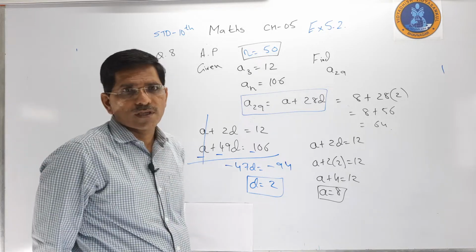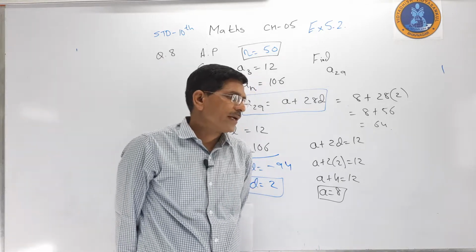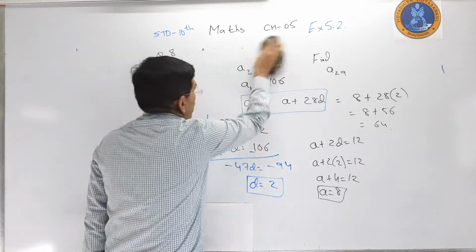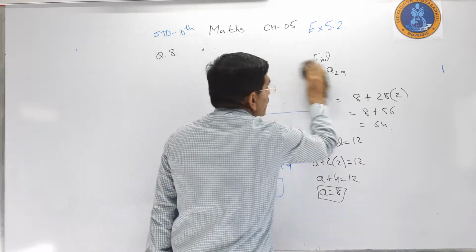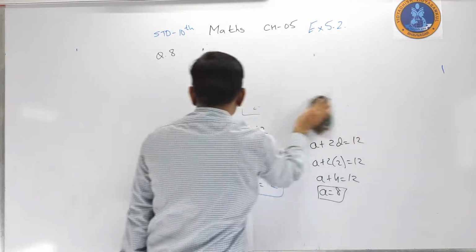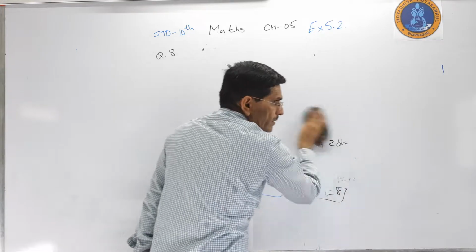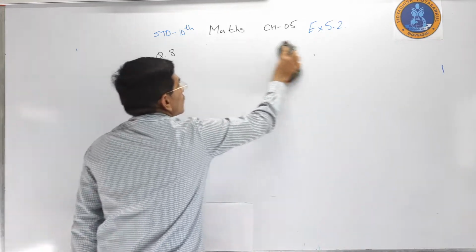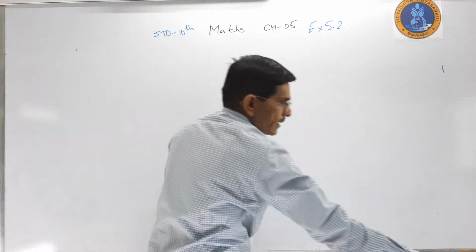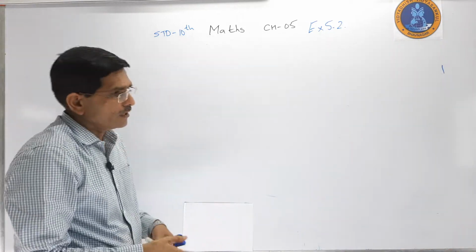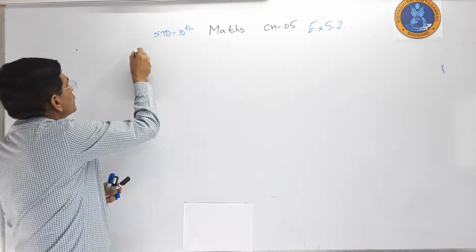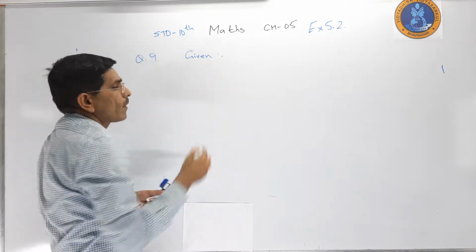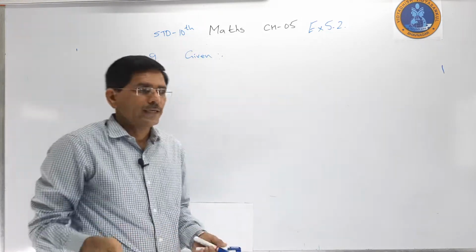Then I have to discuss question number 9. Third term and ninth term of AP are given. So in question number 9, the third term and ninth term are 4 and minus 8. I am doing question number 9. So what is given that we have to write first?